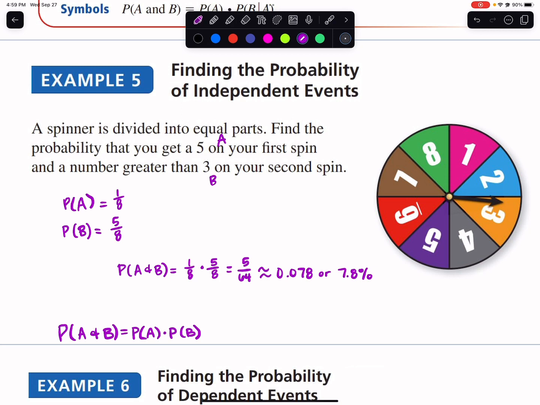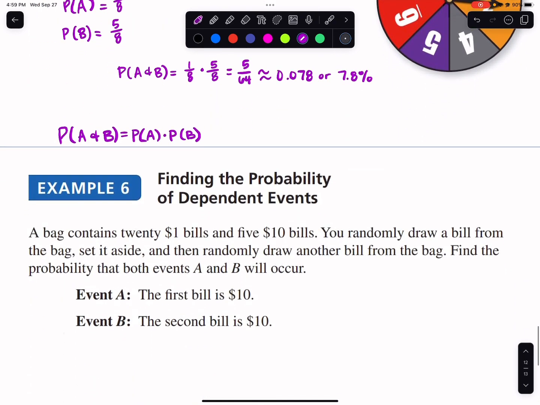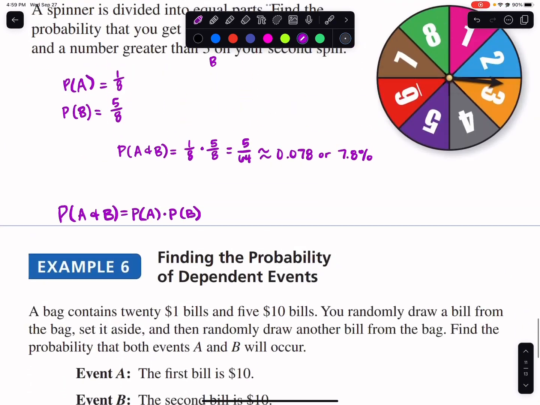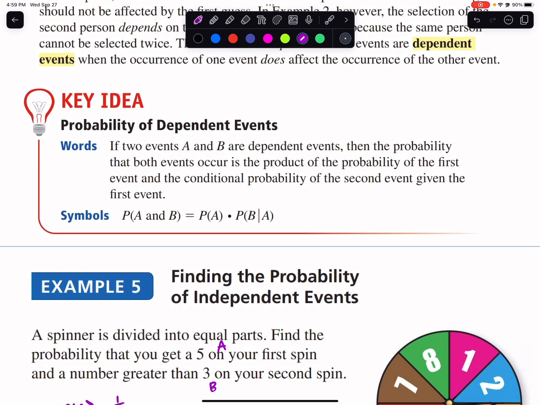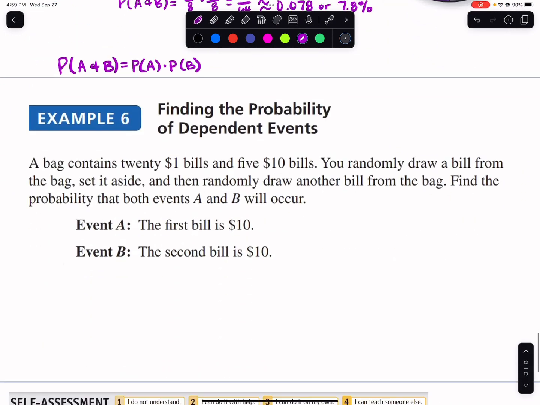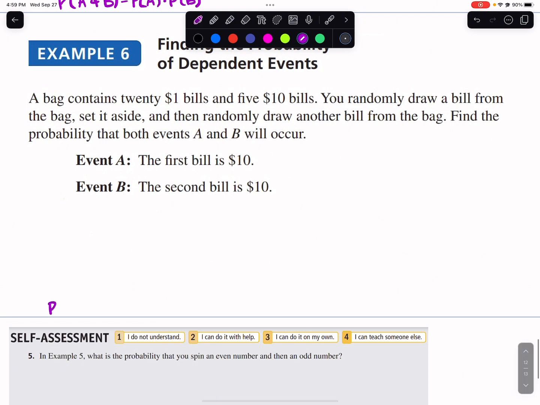All right, my next example. If it is dependent, I'm going to use my formula that was just given to me here. So P of A and B equals P of A times P of B given A. So I'm going to make that note here. P of A and B equals P of A times P of B given A.